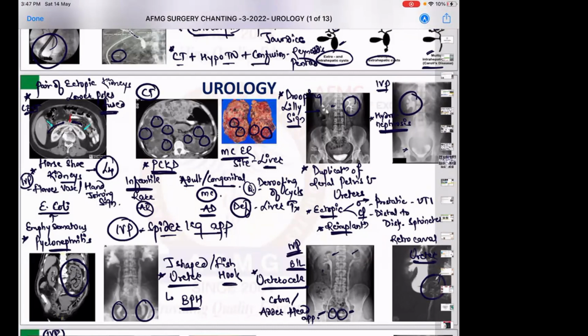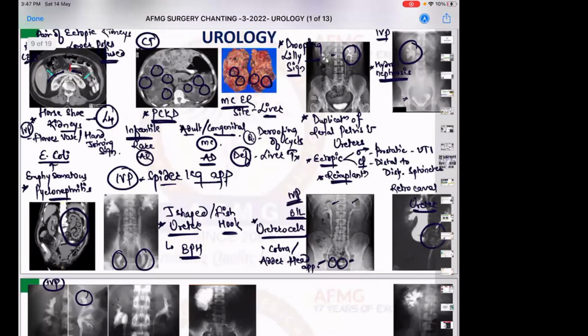Then PCKD on IVP, spider leg appearance. No issues with this. Then drooping lily sign on IVP, duplication of renal pelvis and ureter. So which sign is seen on IVP in duplication of renal pelvis and ureter? Drooping lily sign. Important: J-shaped or fish hook ureter is usually seen in cases of benign prostatic hyperplasia, BPH. And cobra head or adder head appearance on IVP is seen in cases of ureterocele.